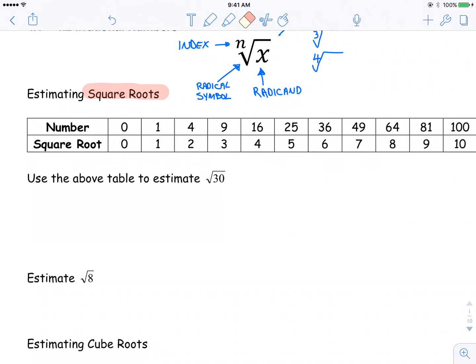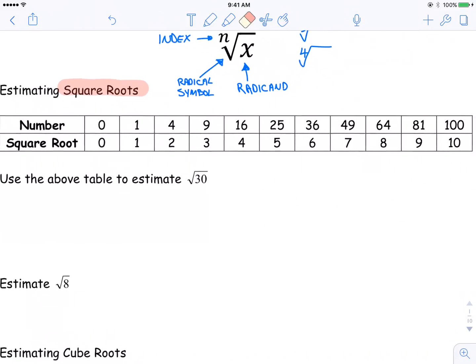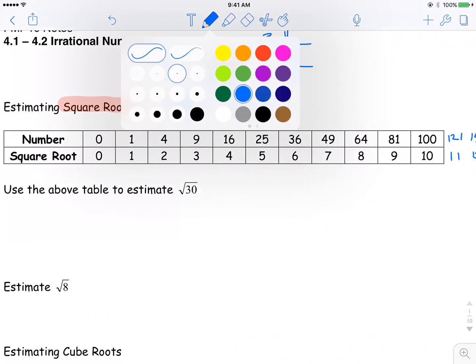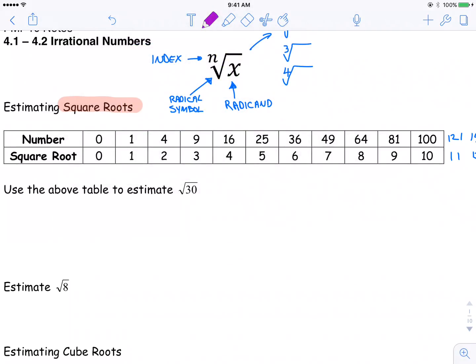So here's our first example. Use the above table to estimate the square root of 30. So what we do is we look at our value, in this case 30. Where does 30 fall in our number line? Well, 30 falls somewhere in here. I'm actually going to change colors to get rid of my blue. It matches the above too much. So we're looking for the number 30. 30 falls somewhere between 25 and 36.